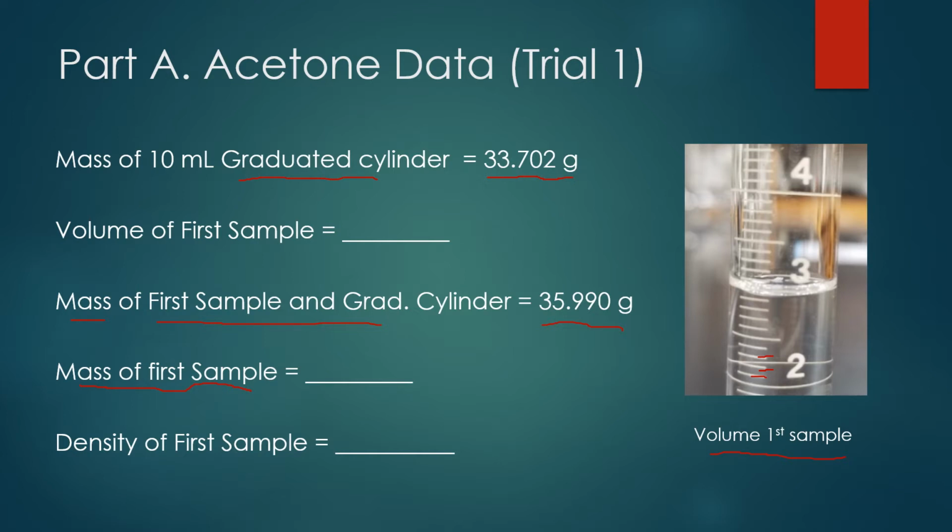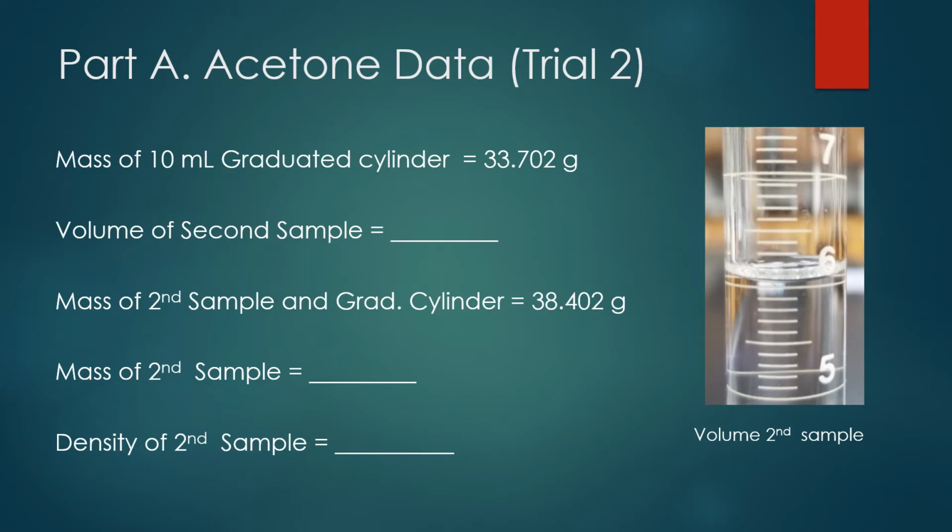Now notice you have the mass and you have the volume. So using those two pieces of data, you can calculate the density. Remember, density is mass divided by volume. In this case, the mass is going to be in grams, the volume in milliliters, so your density would be grams per milliliter. When you are calculating, make sure you are taking into account significant figures.